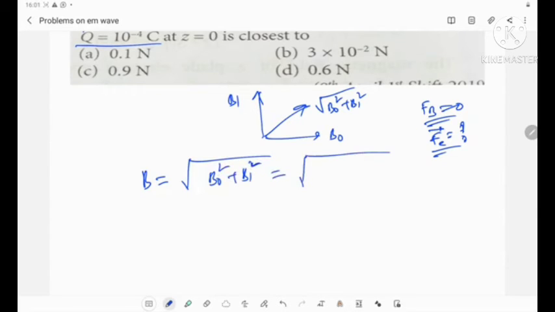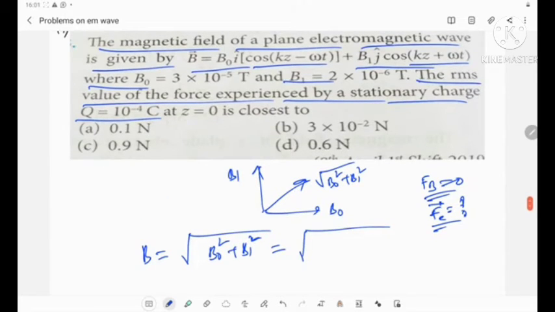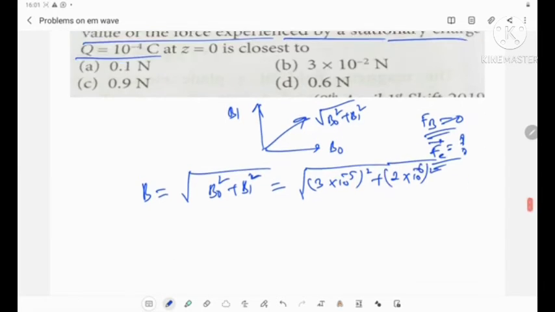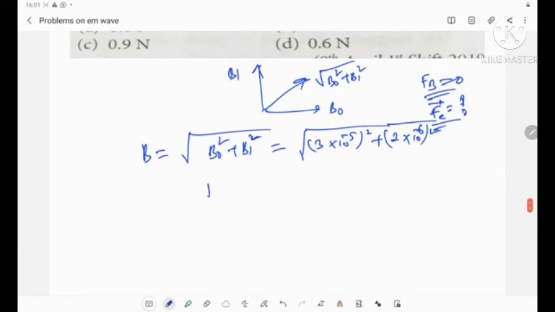This becomes square root of B naught, which is given as 3 into 10 to the power of minus 5, whole square, plus B1, which is 2 into 10 to the power of minus 6, whole square. With this, B is equal to 10 to the power of minus 6 into square root of 904.